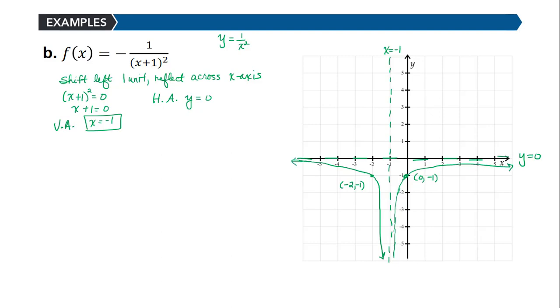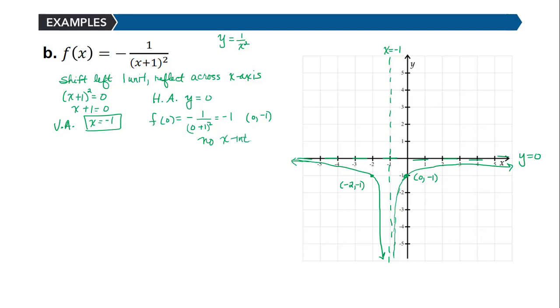And again, if I wanted to find the x and y intercepts, I could. Like f of 0 would be -1 divided by 0 plus 1 all squared, which is -1 over 1, or -1. So 0, -1 is our y-intercept. If we set this function equal to 0 to find the x-intercept, there actually will not be one. And we can see that because of the transformations that took place. So there's no x-intercept.